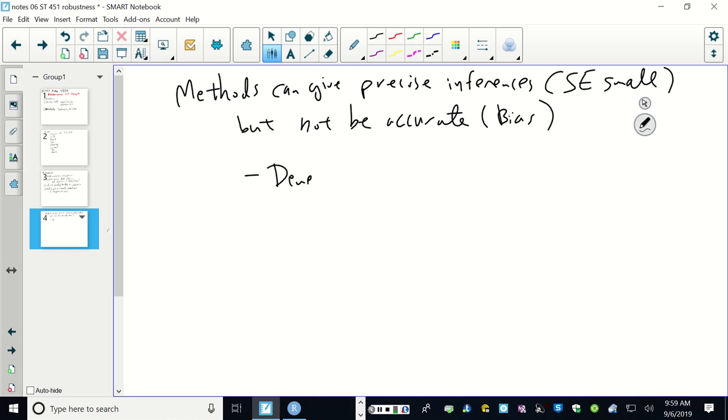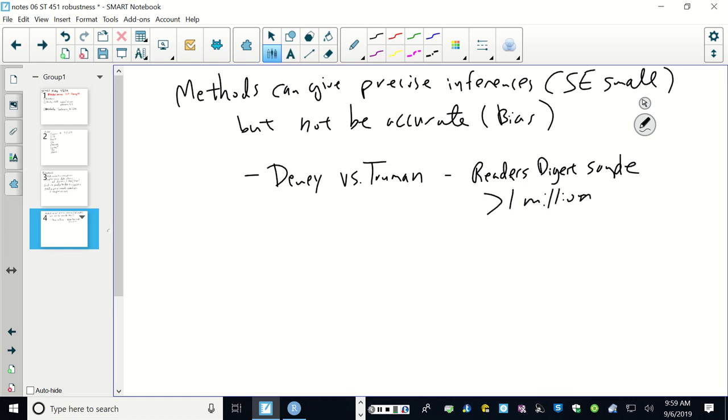Back in elections in the 1930s, the election that involved Dewey versus Truman, right? There was a Reader's Digest poll, Reader's Digest sample. Right, and this is more than 1 million people. They sampled the Reader's Digest magazine, one of the big magazines back at that time, right? Sampled 1 million of its readers, and they said that Dewey was who they're going to vote for president.